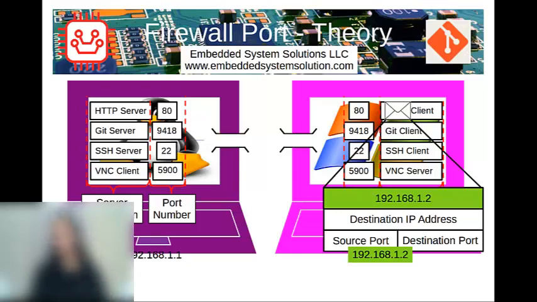So when it's constructing the frame, it puts its IP address, like we mentioned. It also has to put its own port number, not the destination port number, but its own port number. That's what's called the source port. So in this case, it's 80, and that's what it fills in.